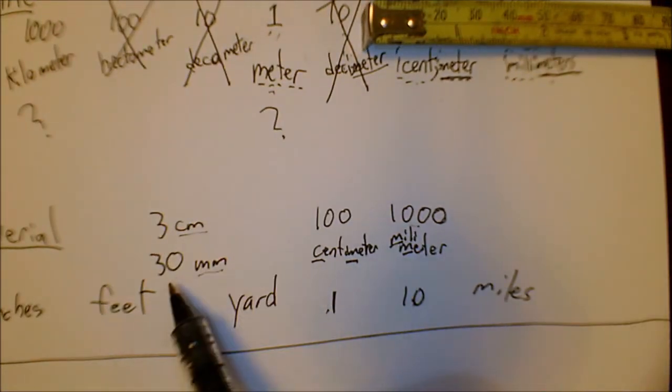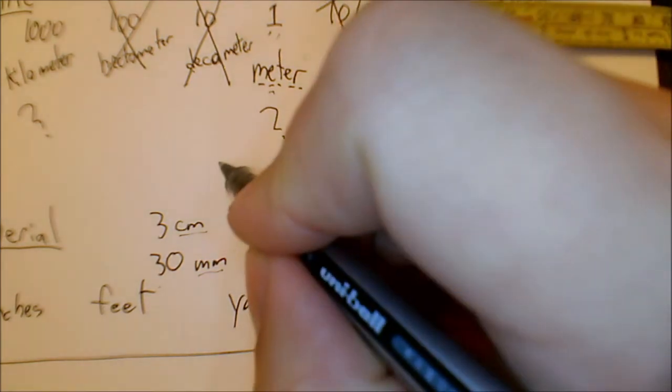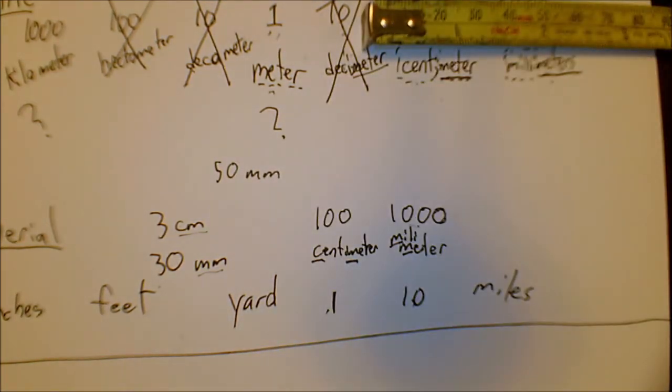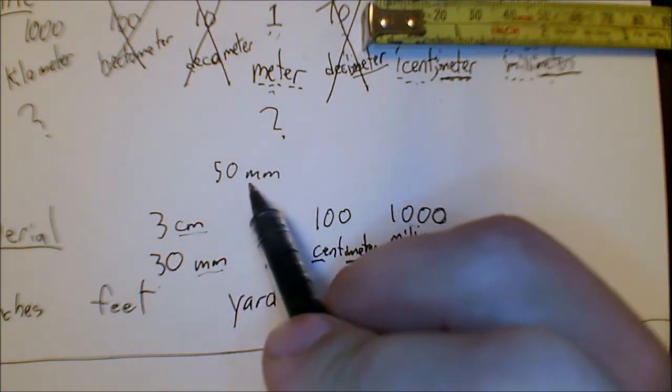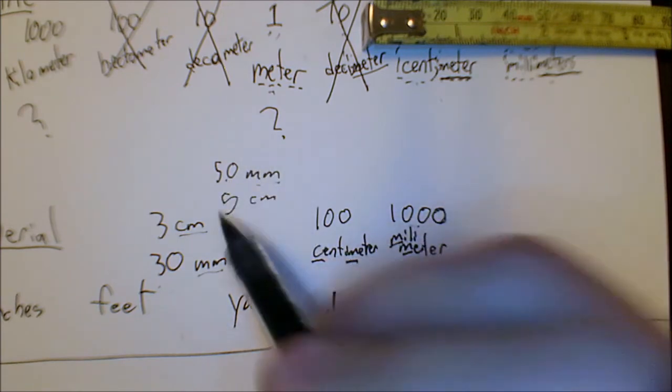So here we have 3 and 30. What if I had 50 millimeters? How many centimeters would I have? Well, instead, we go the other way. This is millimeters, so to go to centimeters, we get rid of the 0.